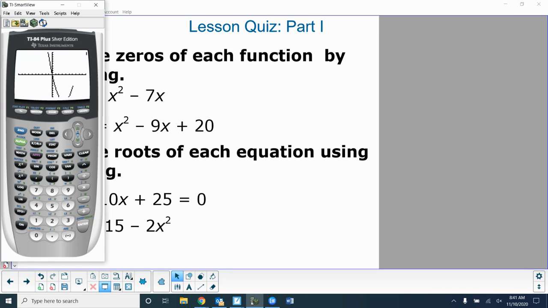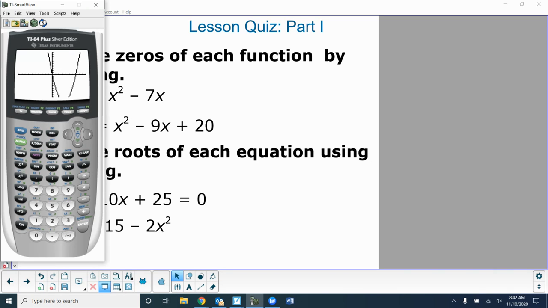Anybody having trouble not being able to see their graph? Cole, you are? Okay. Hit second y equals. Does it say you have a plot on? All right, go to number 4 and say plot off. Hit enter twice. Okay, now hit zoom, 6, enter. There you go. You're welcome.